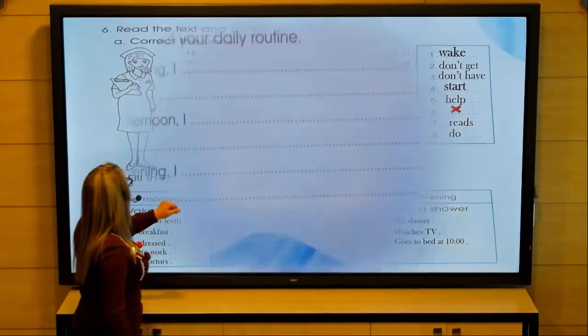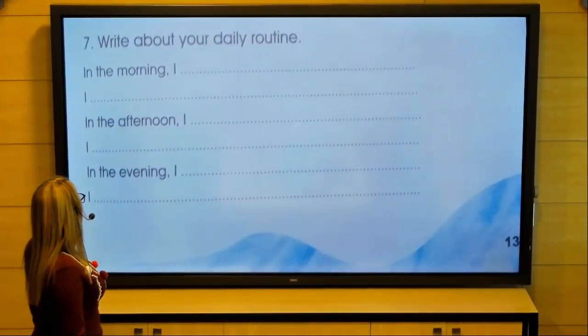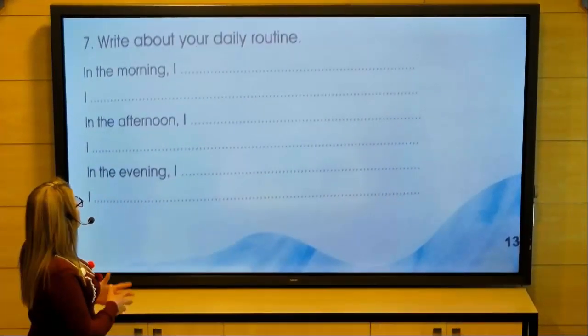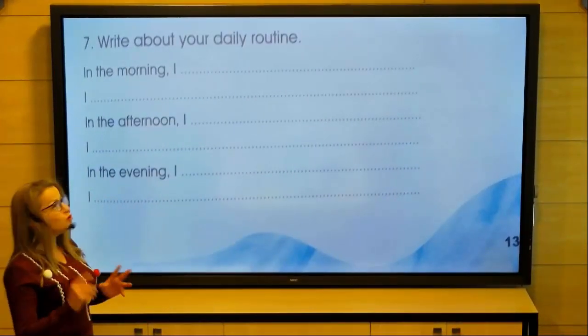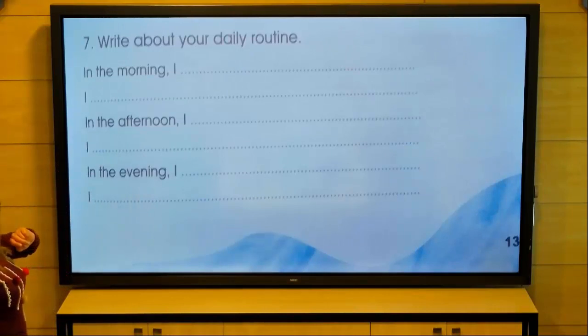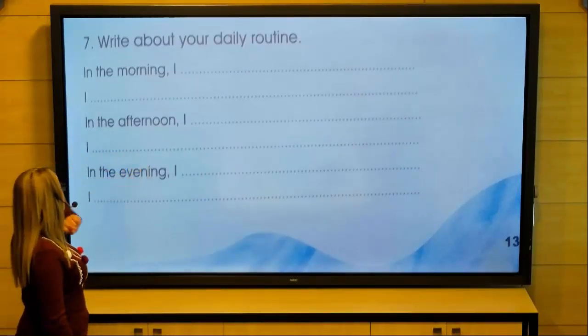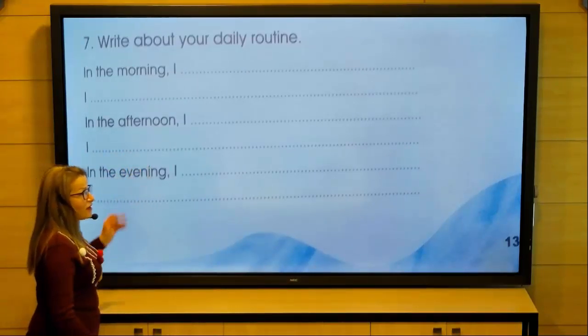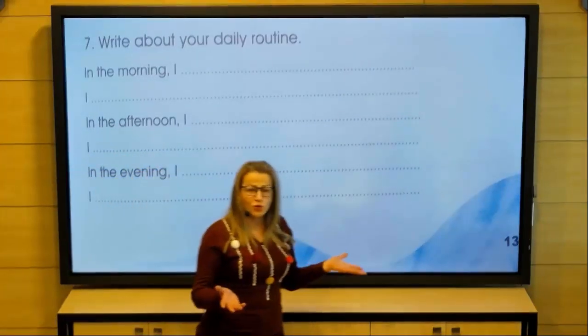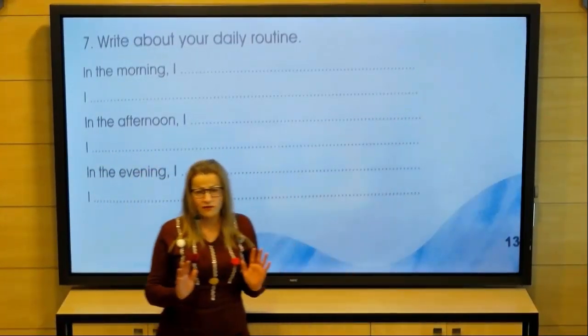Now, exercise 7 on the same page. Write about your daily routine. What do you do in the morning? What do you do in the afternoon? What do you do in the evening? It's a homework, and it's up to you to write anything you like.